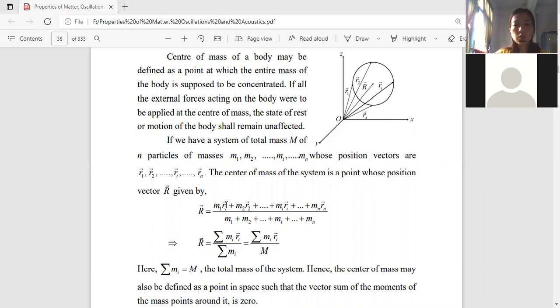So why do we put vector signs above this whole R? Because they are vector quantities. Vector quantity means they are moving along a specified direction. Then we divide the whole term by the sum of the masses. So it is taken as M1, M2, and Mi up to Mn terms.